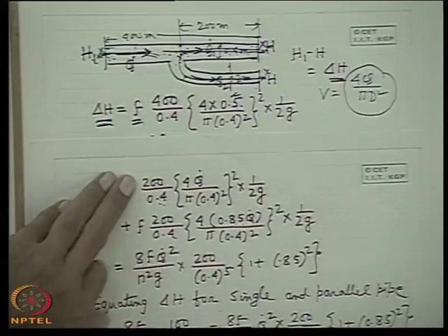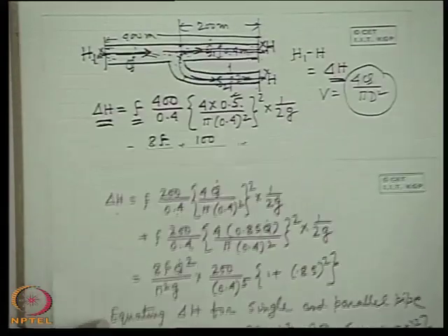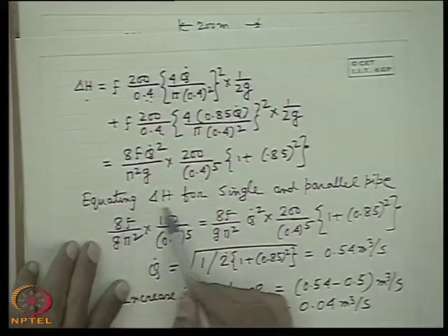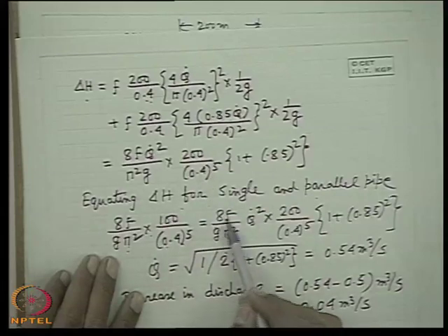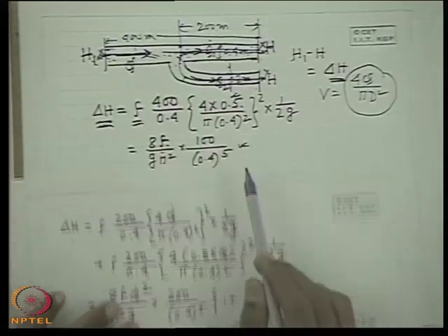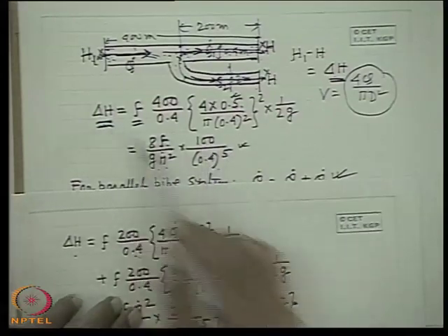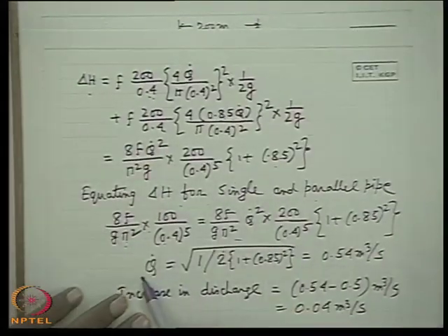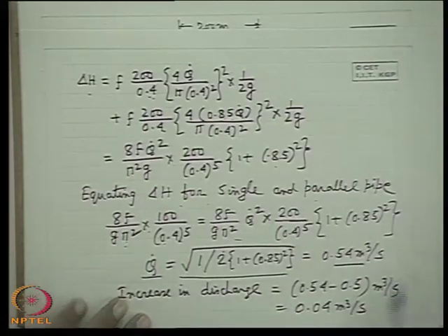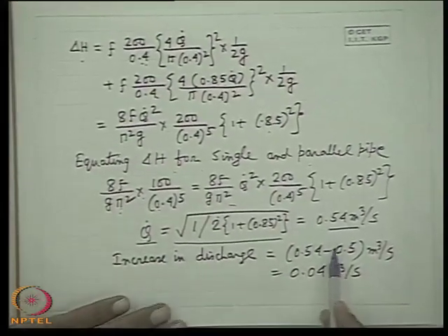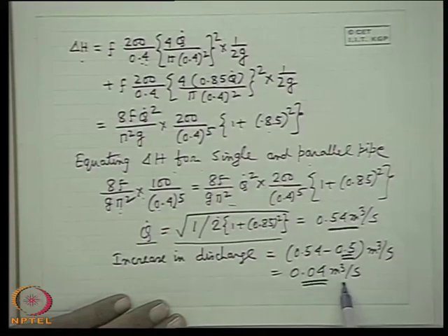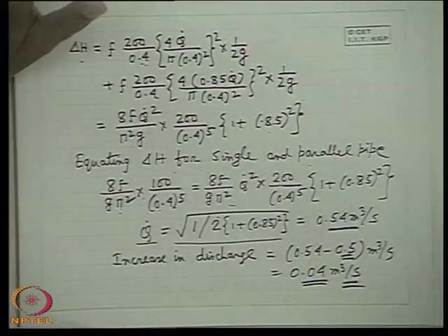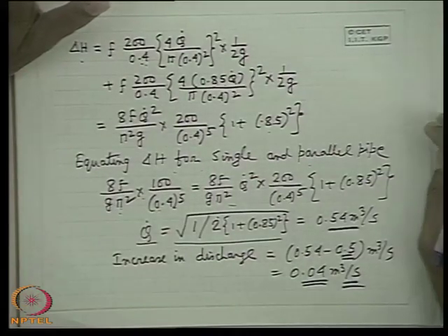So if we equate this, equating delta H for single and parallel pipe, that means 8F by G pi square into 100 into 0.45 is equal to this one. If we equate this, we get simply the value of Q dot as 0.54. So you see here, the Q dot, which was earlier 0.5 meter cube per second, is now increased to 0.54, so 0.04 meter cube per second more. I think this is okay. Very simple. Any question, please?